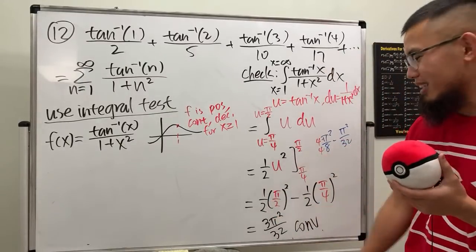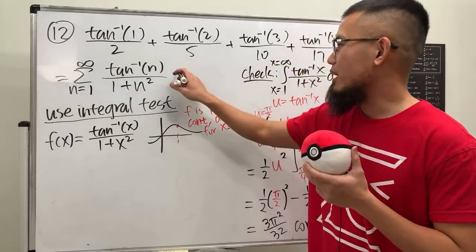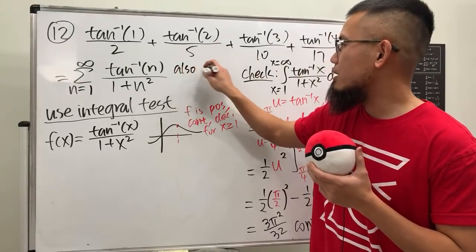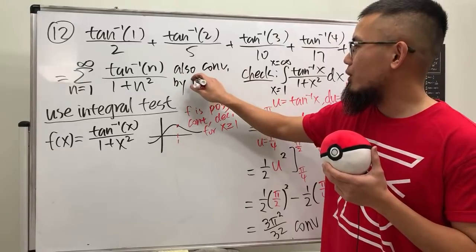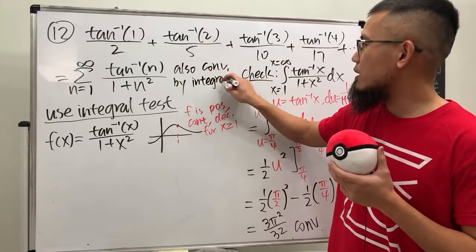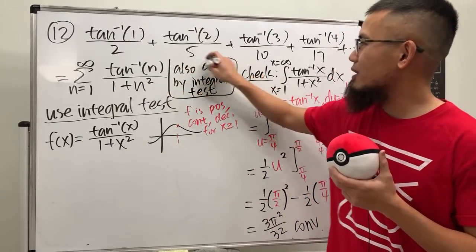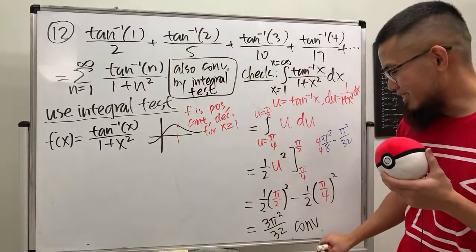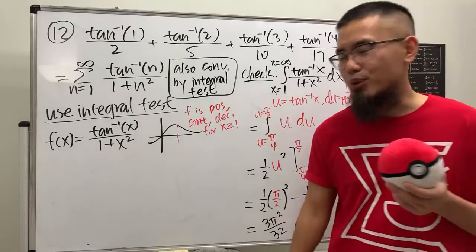Of course, it has to be finite. But anyway, this right here converges. We go back here. We'll say this right here also converges. Why? Because we use the integral test. So by the integral test, right? So hopefully this right here is clear for you guys. All right. So this is number 12.